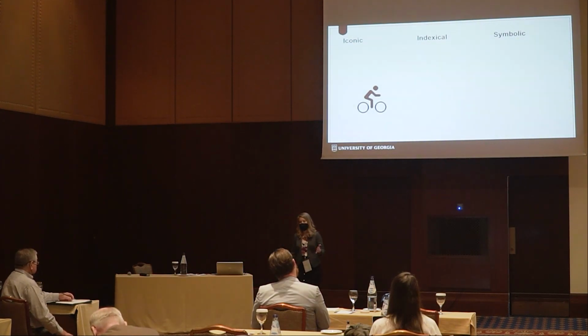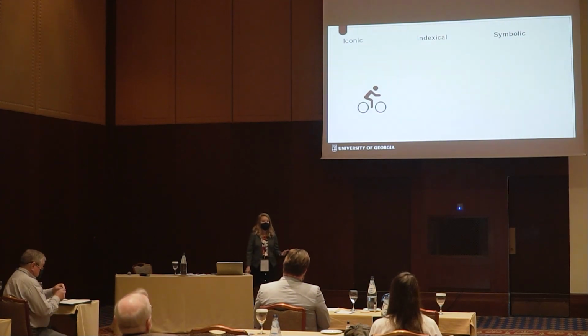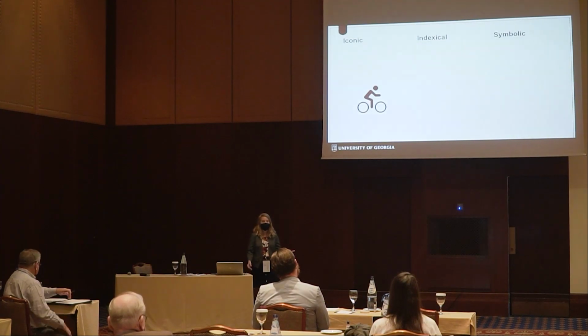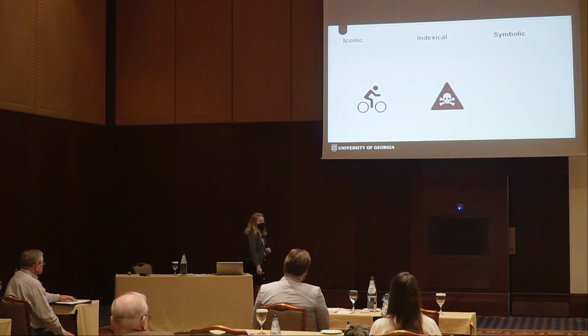So here we see a bicycle. And the bicycle doesn't represent anything else except for a mode of transportation. A bicycle is a bicycle is a bicycle. So there's no abstraction that we have to do to understand what this symbol is representing. But if we move to indexical, it's one level more of abstraction for our signs.